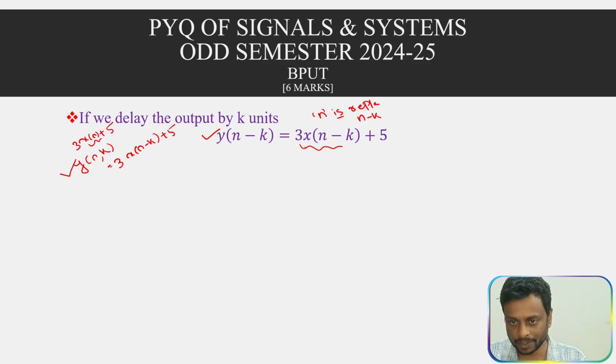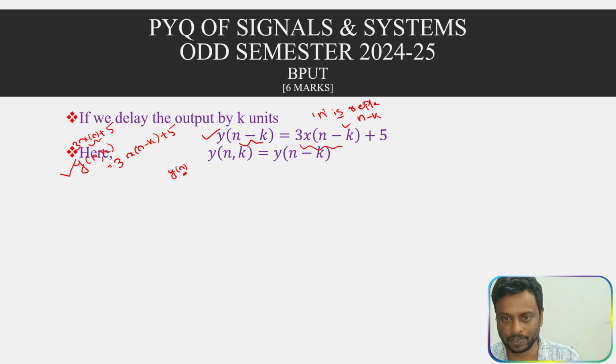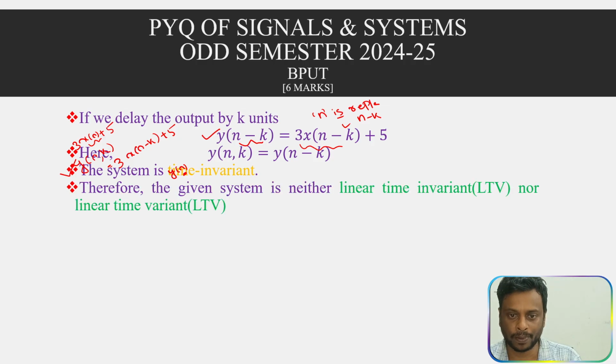Y of n minus k means this n is replaced by n minus k. In this case, the result is these two are the same, because you can see this system is time invariant. But this system is not linear. So that is why it is not an LTI system; it is not a linear time-invariant system. It is time invariant, but it is not linear.